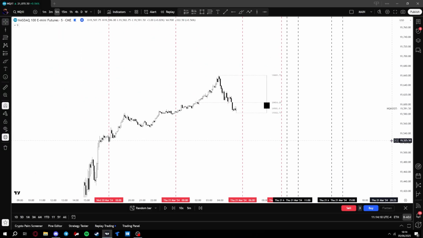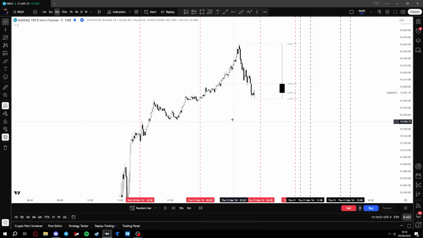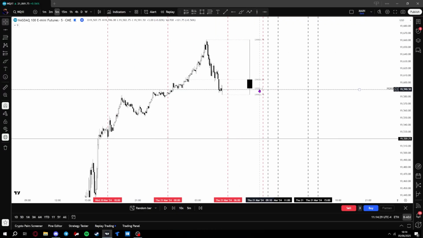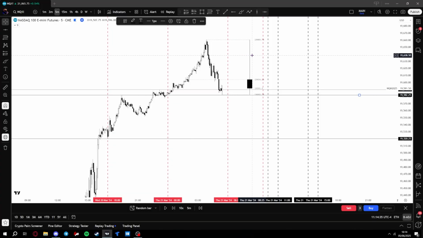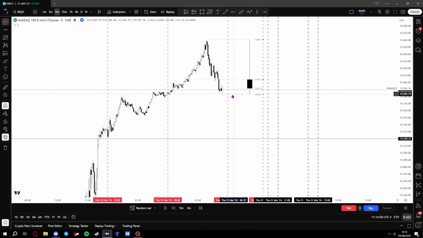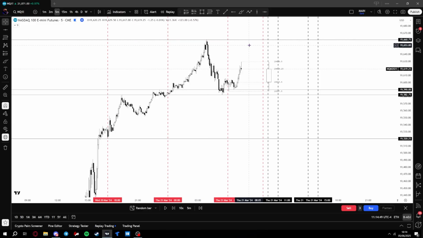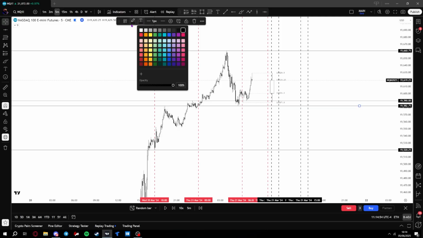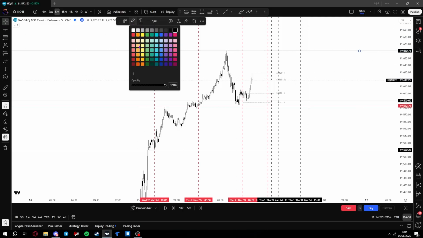Now, from here, let's just mark out the lows and highs of Asia. And then the low, this session still isn't actually done. And the low and the high of London. Let me make this a different color, just so it's a bit easier to tell which one's which.